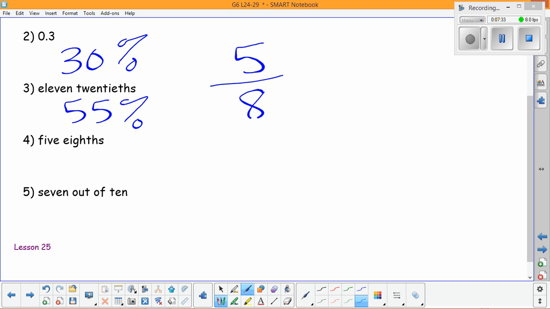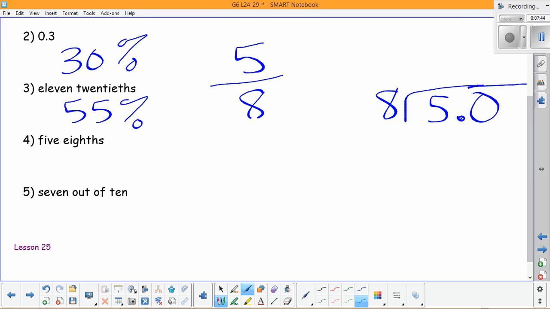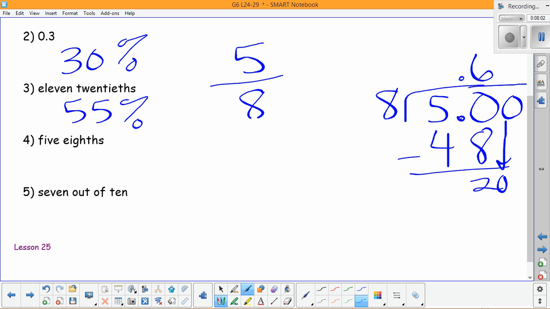So I'm going to go over to the side, and I'm going to do 5 divided by 8. Now I can't do this, but if I add the decimal and the 0, it helps me a little bit. 8 goes into 50 6 times, because 8 times 6 is 48. I get 2 left over. Now, since it didn't end up evenly, I'm going to add another 0, bring down the 0, make it a 20. And 8 goes into 20 2 times. 8 times 2 is 16, and I get 4 left over. And if I add another 0, make it 40, 8 goes nice and evenly into 40 5 times.